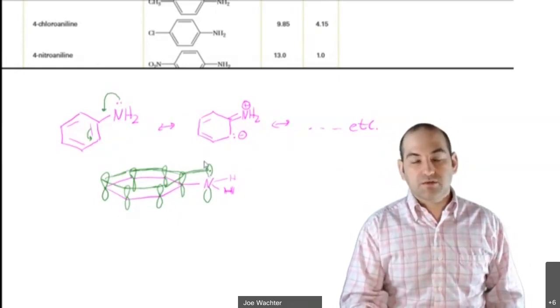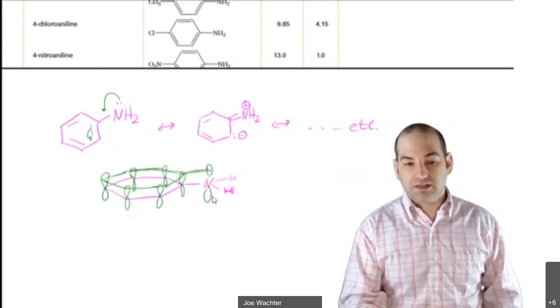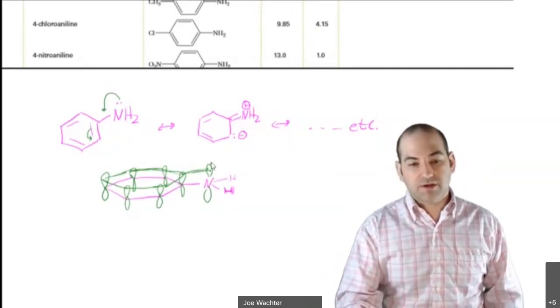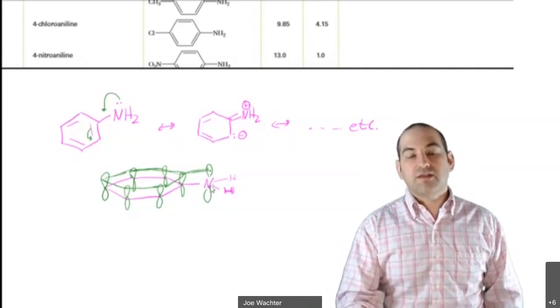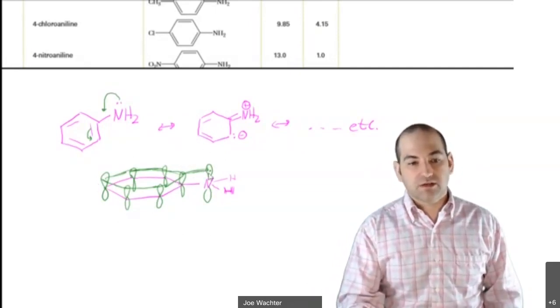The reason that makes that a weaker base is that lone pair is kind of tied up in this resonance. If it deprotonates something, if it takes a hydrogen, now it's fully sp3 and can no longer participate in that resonance. So there's some barrier there.